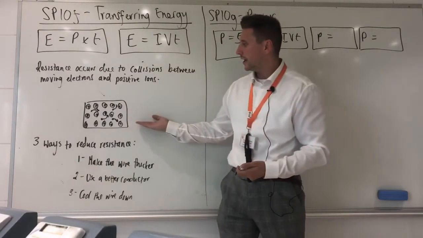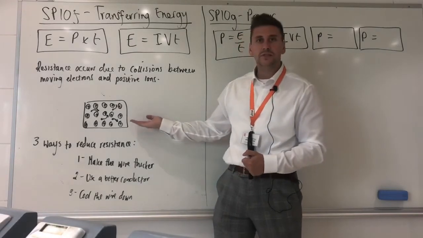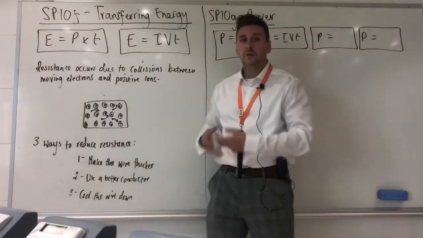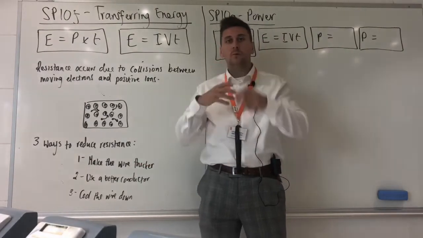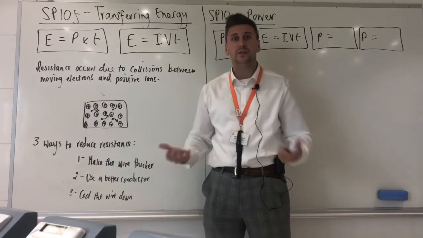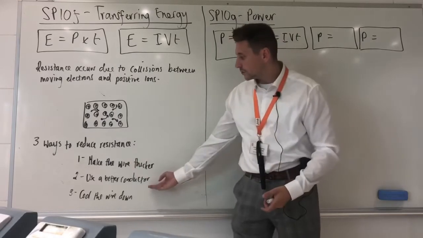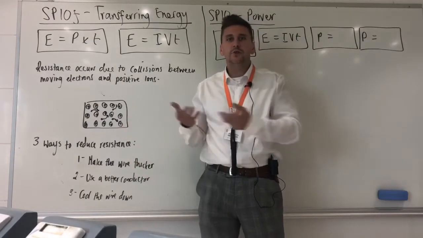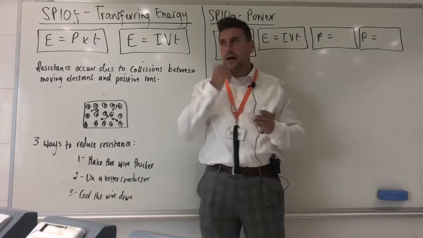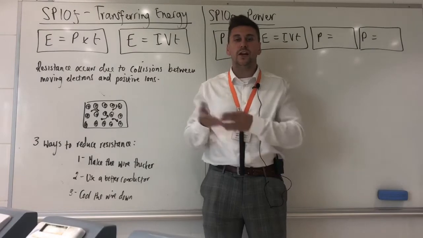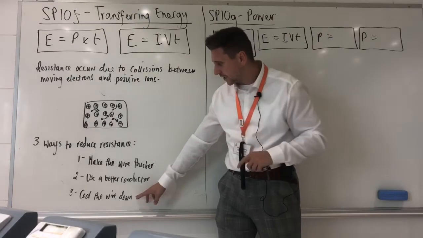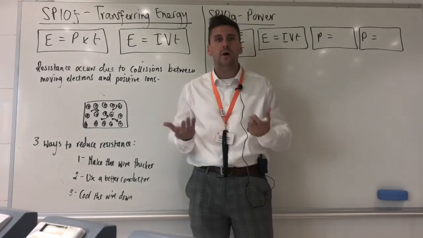So we need to think about how we can reduce the amount of resistance that occurs in an electrical cable, for example. So number one, you can make the wire thicker. Having a thicker wire will allow electrons to pass through more easily, and fewer collisions will occur, and there'll be less friction, therefore less resistance. Number two, use a better conductor. So choose the right material, choose the best metal to allow electrons to flow through with as little resistance as possible. Okay, and copper tends to be the best metal for electrical wires. And finally, we can cool the wire down, so reduce the temperature of the wire itself.